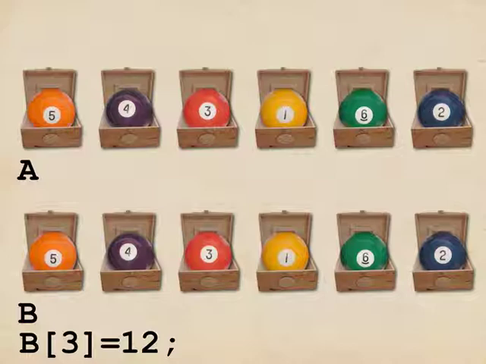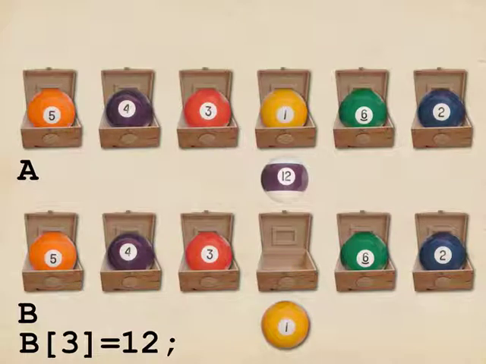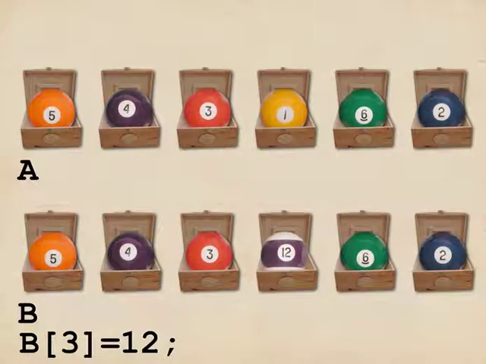Now we want to replace that with the value 12, so no problem. We take the value 1, we get rid of it, and we put the value 12 inside. A still has the original values. A is unchanged. B has a different number in B sub 3. This is what we want to have happen. Let's see how to bring it about.